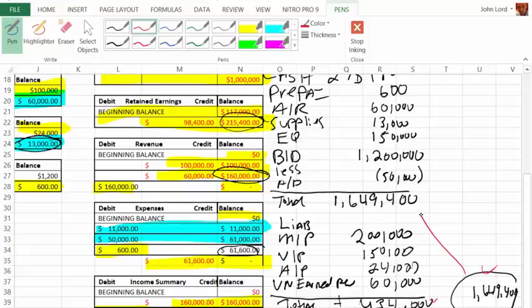50,000 is the accumulated depreciation on the building. We debited our depreciation expense. We credited the accumulated depreciation to show that that much of the building has expired, hasn't it? Okay.